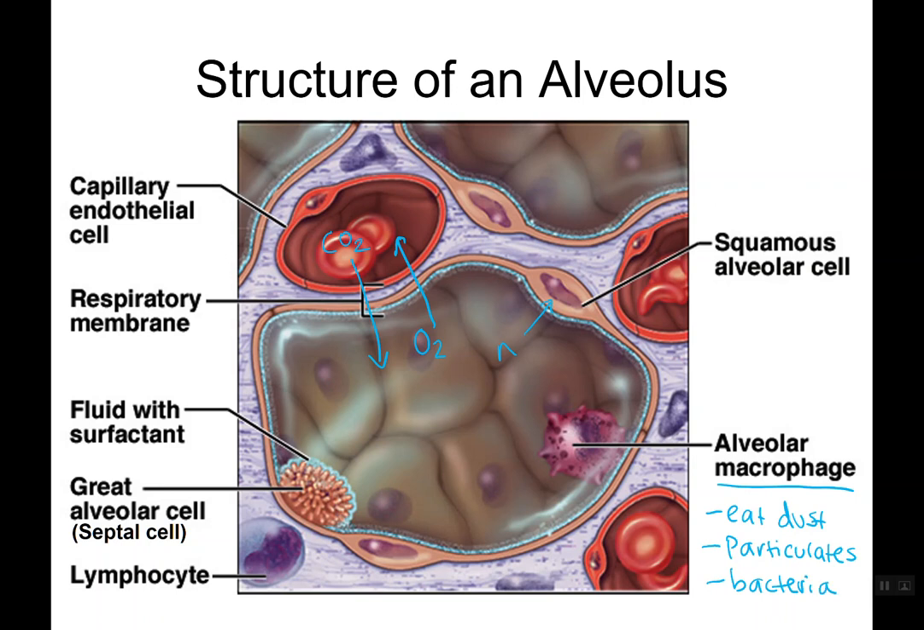Great alveolar cells, which are also sometimes called septal cells, these produce a fluid called surfactant, and surfactant is this stuff. Basically, surfactant is a mild detergent. It disrupts the surface tension of water. And that's because you don't want the walls of your alveoli sticking to each other. That would make it really hard for you to ventilate your lungs.